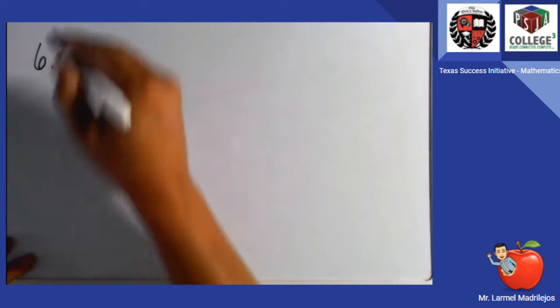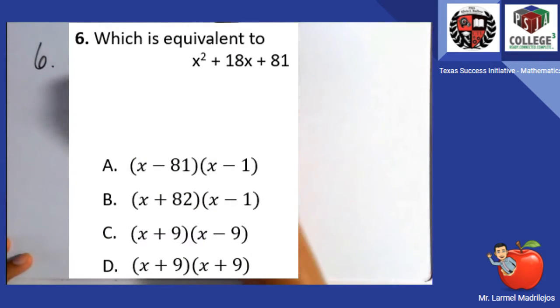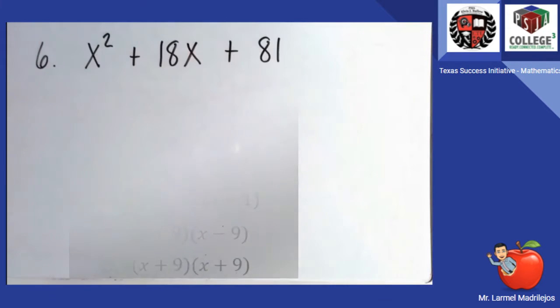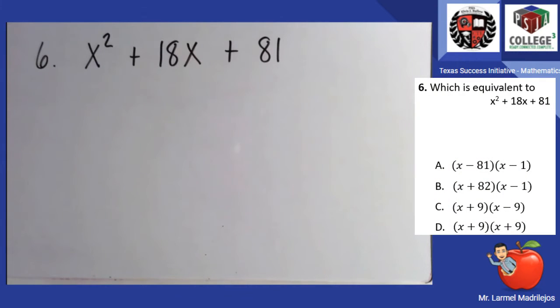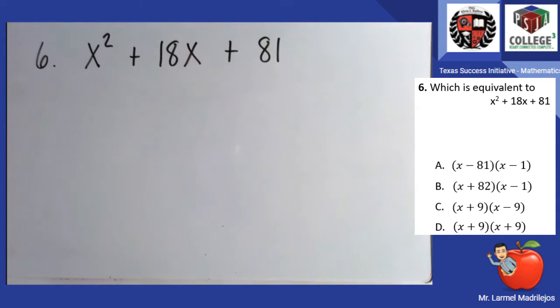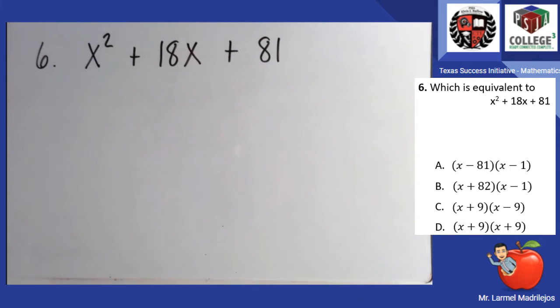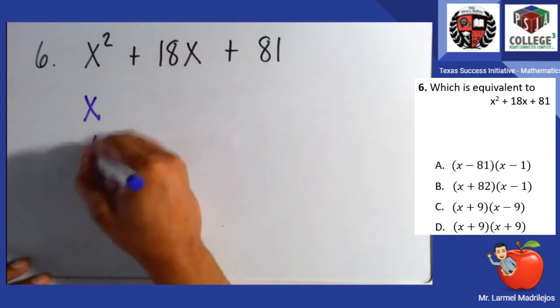Question number 6, it says x squared plus 18x plus 81. Okay. Now, we notice that in between the terms are positive. So this problem is easy. This is positive, positive, and positive, so we expect the answers are the positives. If this is x squared, it means I have x and x there.